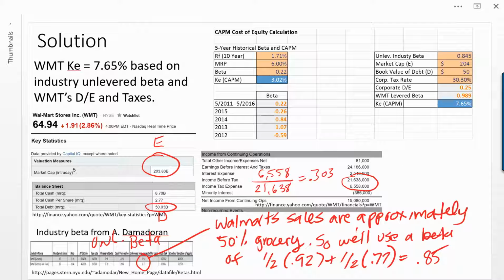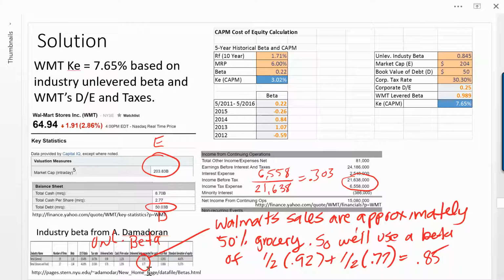So I went to Damodaran's website and looked up his betas by industry. And what I found is the unlevered beta adjusted for cash for retail general looks like it is 0.92, and for food is 0.77. Now I looked up Walmart, and roughly half of its sales are from groceries and half of its sales are just normal retail.